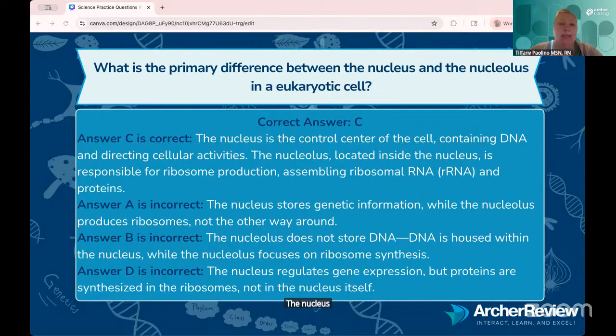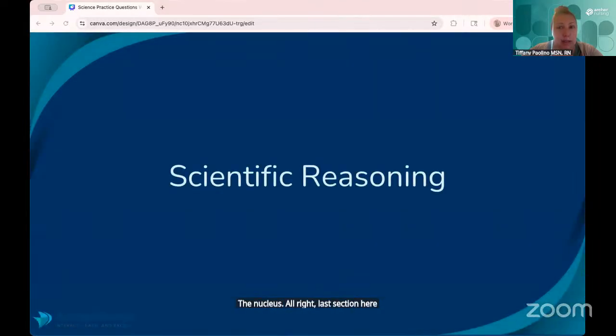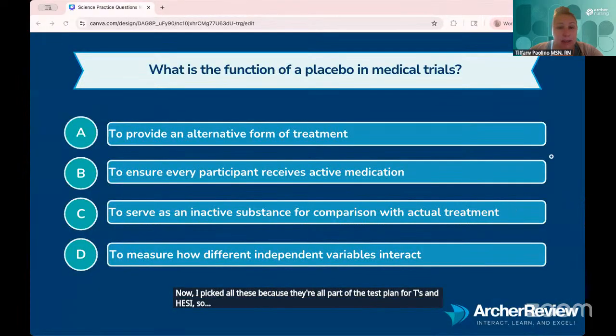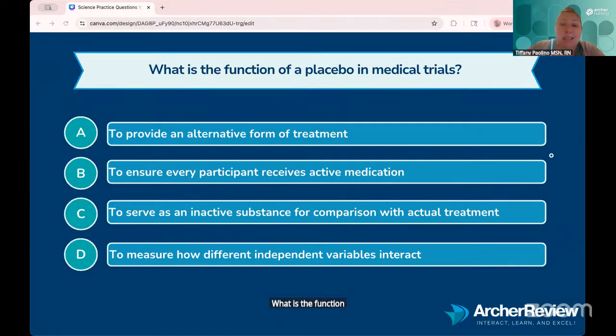All right, last section here is scientific reasoning. And I picked all these because they're all part of the test plan for TEAS and HESI. So, scientific reasoning. Here we go. What is the function of a placebo in a medical trial? Why do they give placebos?